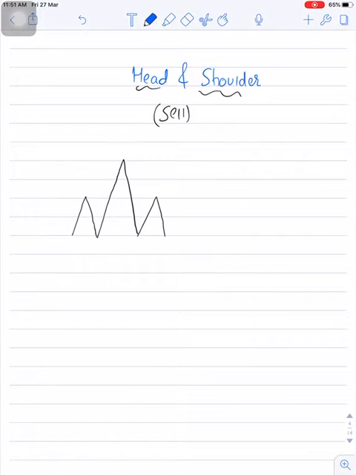In this video we will talk about head and shoulder pattern and inverse head and shoulder pattern. In the next video we will see some real life examples on daily time frame. So let's first start with head and shoulder pattern. Head and shoulder pattern is a sell signal. Because of this reason, head and shoulder pattern is also known as bearish head and shoulder pattern.